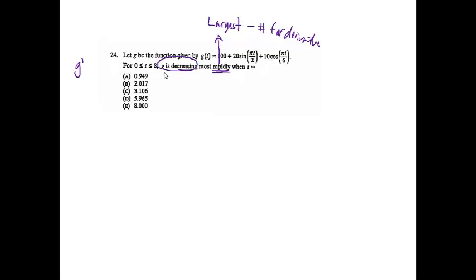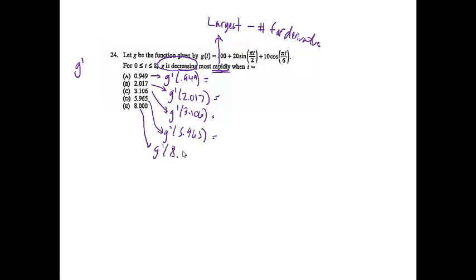So what I'm going to do is actually use my choices, and so if it's decreasing most rapidly at 0.949, that would mean that g prime at 0.949 would give me the largest negative number. So for each of these, I'm going to be calculating them. g prime of 5.965, and then g prime of 8.000. All right, so since I'm just calculating a derivative and I get to use my calculator, I will be using Math 8 for every single one of these.